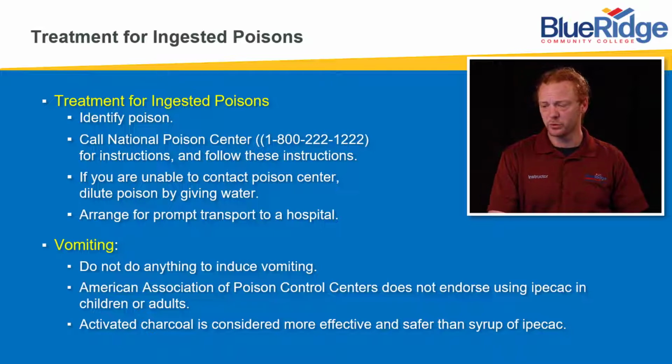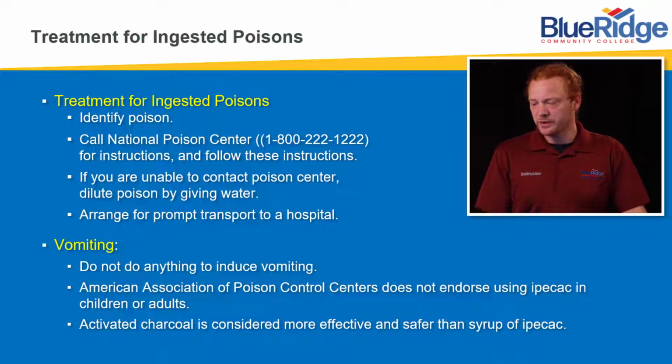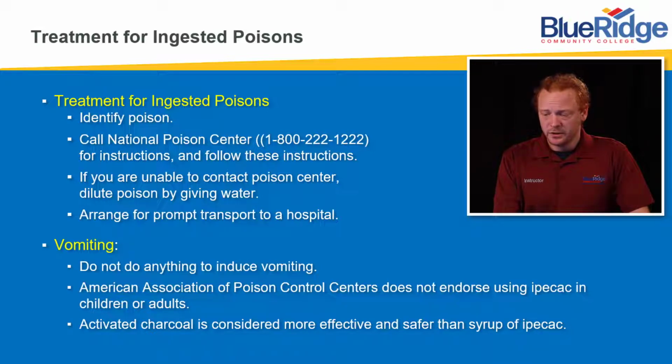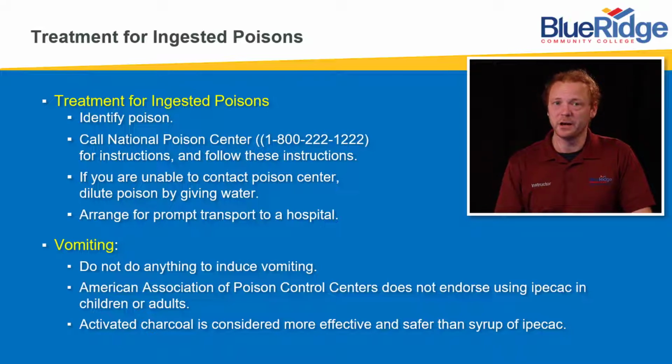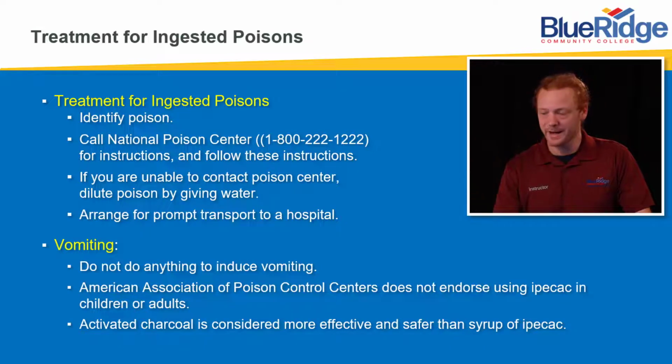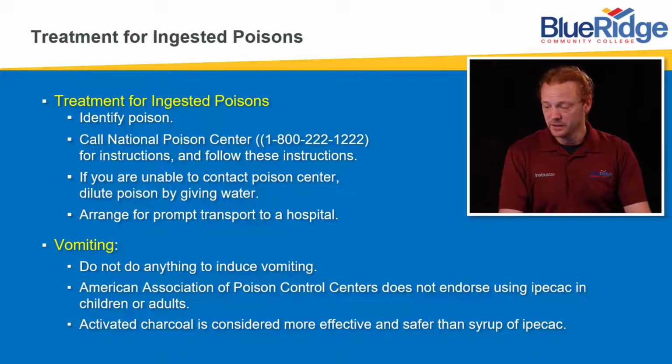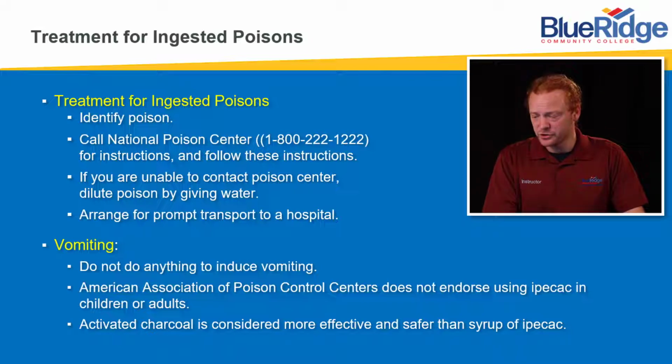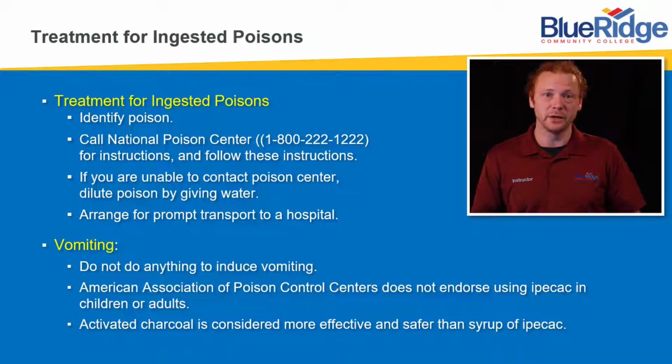If you're unable to contact poison control, dilute the poison if ingested by giving water, and arrange for prompt transport to the hospital. Do not do anything to induce vomiting. A lot of times these poisons can be caustic and can do double the damage on their way back out. The American Association of Poison Control Centers does not recommend the use of ipecac in children or adults. Activated charcoal is considered more effective and safer than syrup of ipecac, although most EMS systems do not carry activated charcoal any longer.